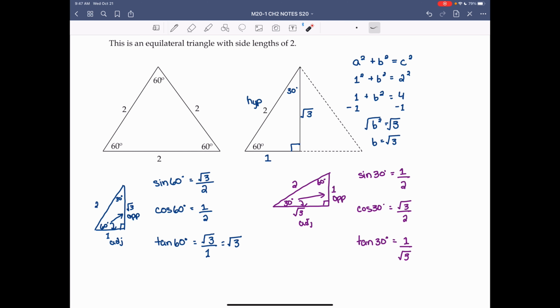You might notice that sine of 60 degrees is root 3 over 2, and that's the same as cos of 30 degrees. And then cos of 60 degrees is 1/2, which is the same as sine of 30 degrees. And tan 60 degrees is root 3 over 1, and tan of 30 degrees is 1 over root 3. So they are reciprocals of each other. You need to know this triangle just like the other one.